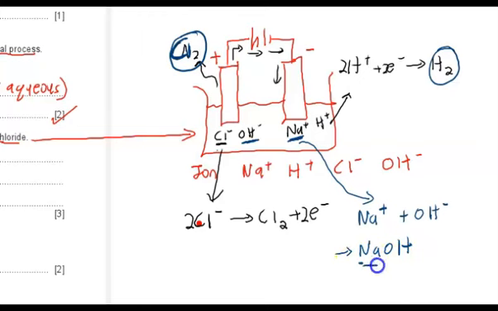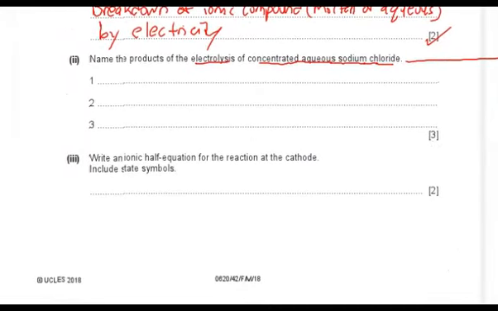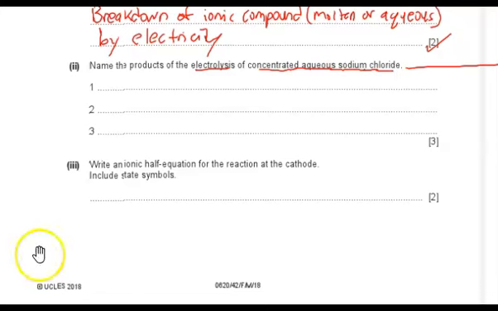So I hope you can understand this. It's a simple diagram to explain this question. Okay, now let me go back to the question. So here we will have hydrogen, chlorine, you can put chlorine gas or hydrogen gas, and also sodium hydroxide.